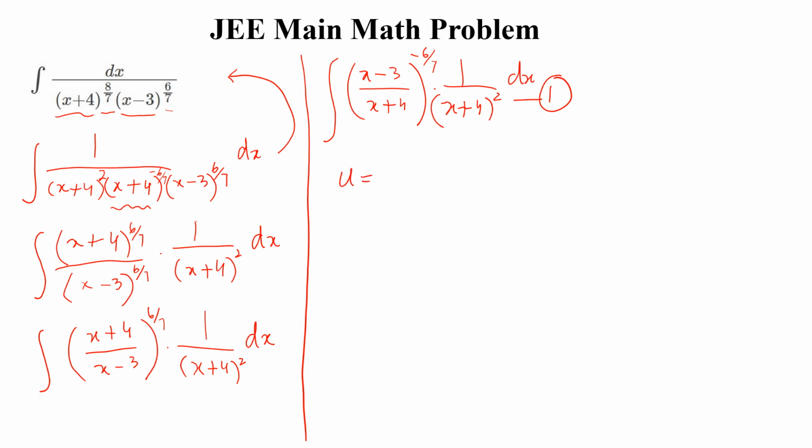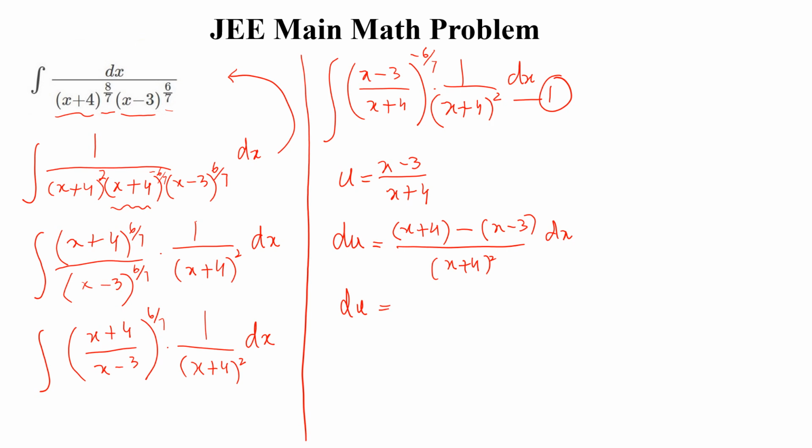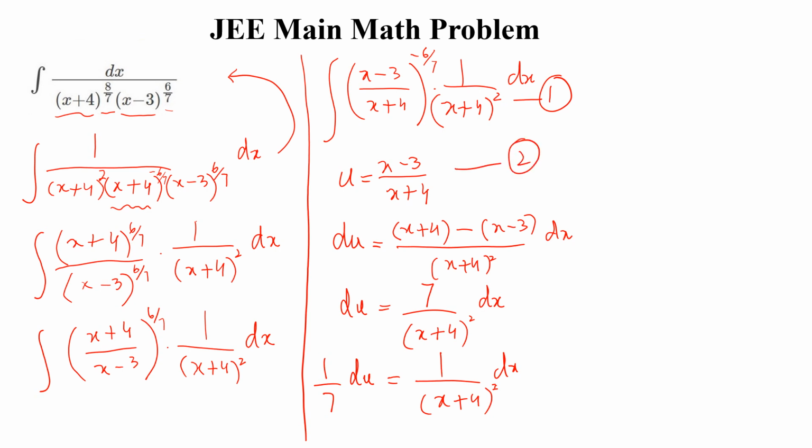Let u is equal to (x minus 3) divided by (x plus 4). So du is equal to, by quotient rule, we can write (x plus 4) into 1 minus (x minus 3) over (x plus 4) whole square dx, and du is equal to 7 divided by (x plus 4) whole square dx, and 1 over 7 du is equal to 1 over (x plus 4) whole square dx, and let this be equation 2 and this be equation 3.